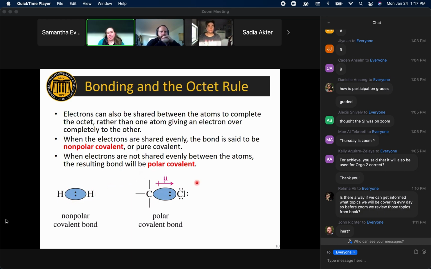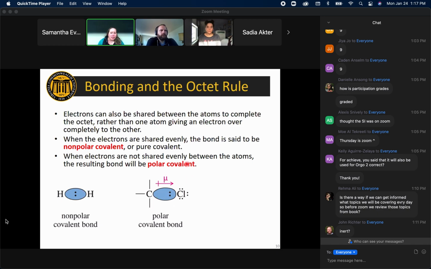If they're shared unevenly, so in the case of a carbon-chlorine bond, these 2 electrons are shared between the carbon and the chlorine. Each of these atoms counts these 2 electrons as part of its own octet. So carbon has 2 electrons in a bond here and here and here. That makes 6 electrons, and it's going to count both of these electrons to get 8. And chlorine has 3 lone pairs, so 6 electrons. It's also going to count these 2 electrons to get its 8.